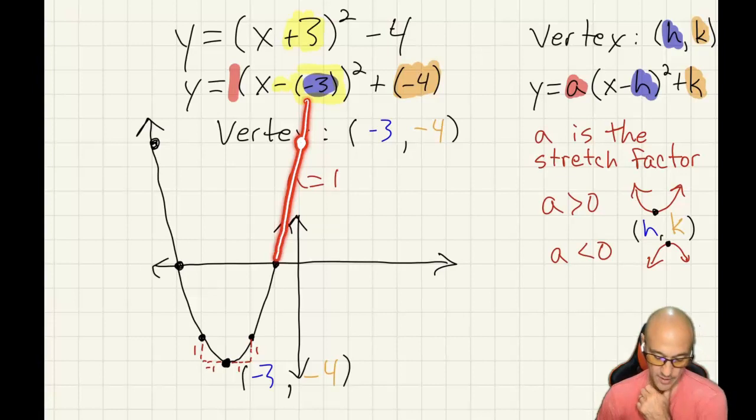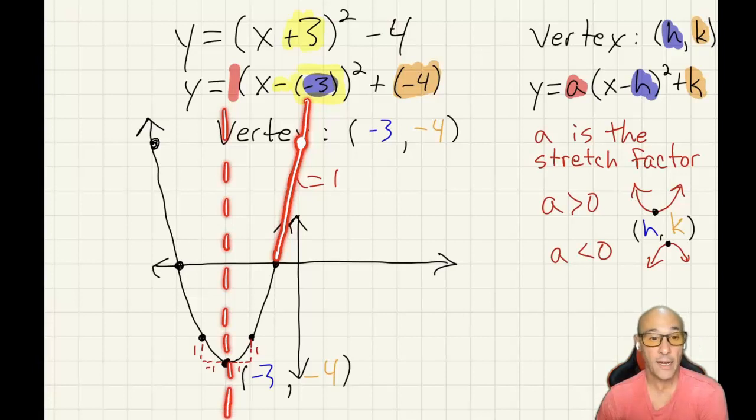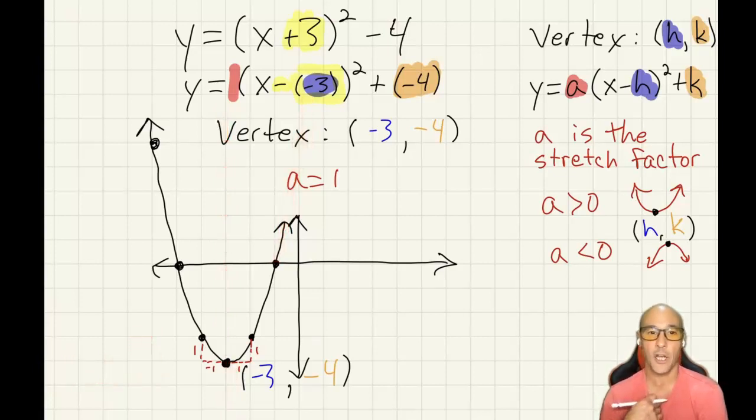So it is perfectly symmetric. This is called the axis of symmetry right here. And it's always x equals h. So in this case, x equals -3 is the axis of symmetry. And so if it looks like it's not symmetric, that's just me not doing a good job. Yeah. Thank you. Yeah, important.